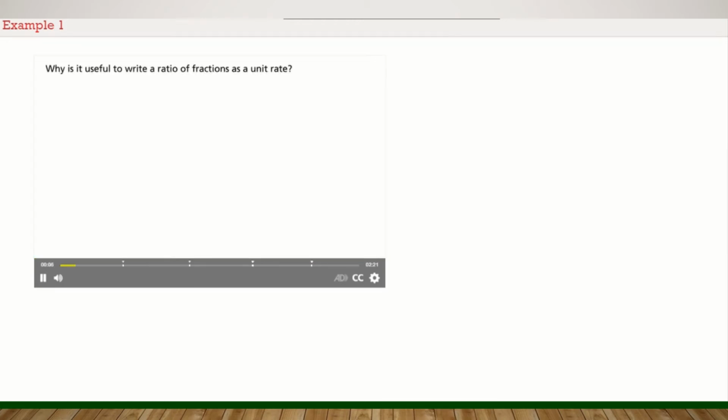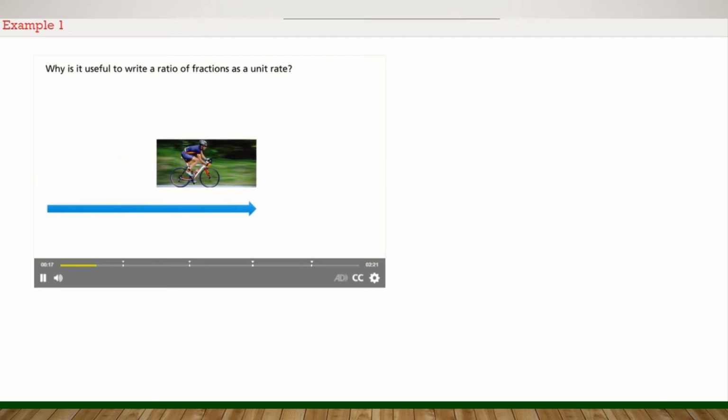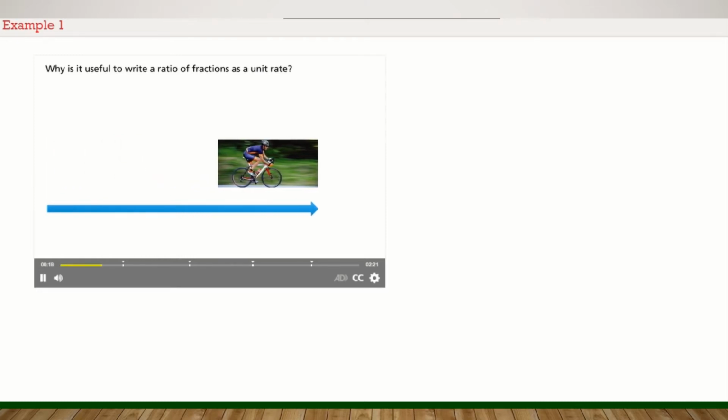Why is it useful to write a ratio of fractions as a unit rate? Think about this question during the lesson. This is Sergio. He's training for a triathlon. That's swimming, cycling, and running, all in the same race. His target speed for cycling is 25 miles per 1 hour. Did Sergio achieve his target speed for the first 7 miles of his ride?